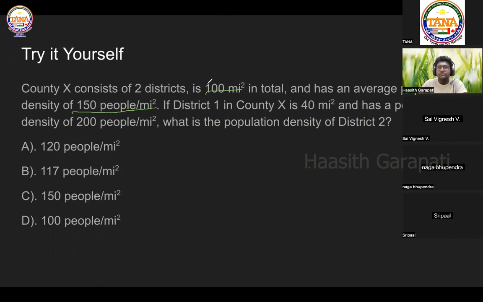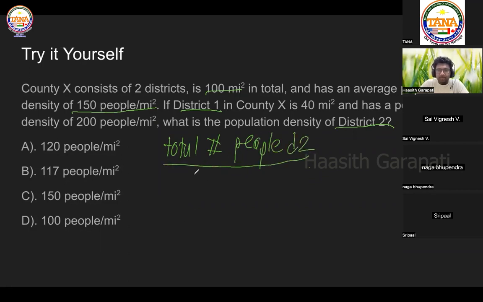Anyway, let's continue. Okay. So we have District 1, and we have to find the population density of District 2. So let's first frame the mindset and think, okay, what information do we need to find the population density of District 2? Well, we need the total amount of people in District 2, and we need the square miles of District 2. No, it's 60 miles.